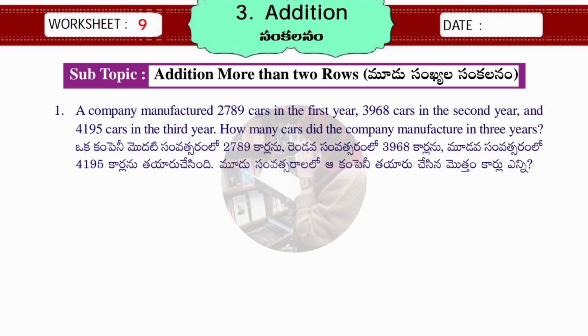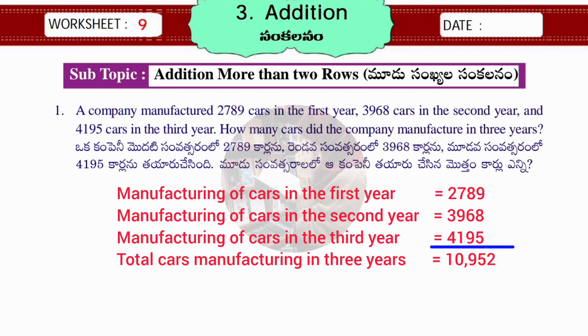Okay guys, so here there is a company which manufactured cars in 3 years. First year, second year and third year. What we have to do is just count, means we have to add all the cars he manufactured within 3 years. That is the question. Let's see the answer. Manufacturing of cars in the first year is 2789. Next, in the second year is 3968. Next, in the third year is 4195. Now what we have to do? We have to add these 3 years' cars. So total cars manufactured in 3 years is 10,953. Okay guys, this is the answer for this question.